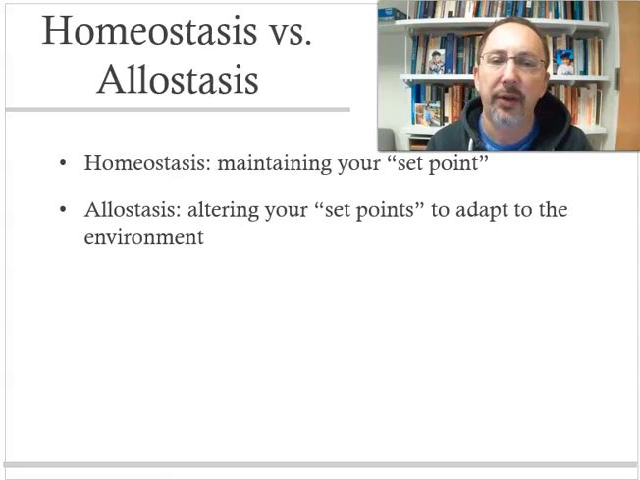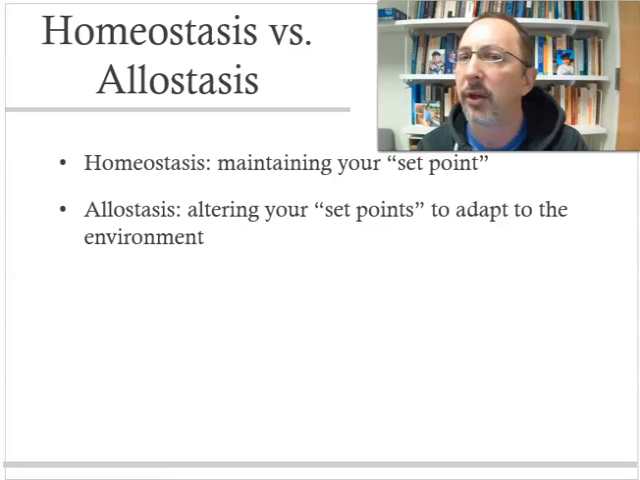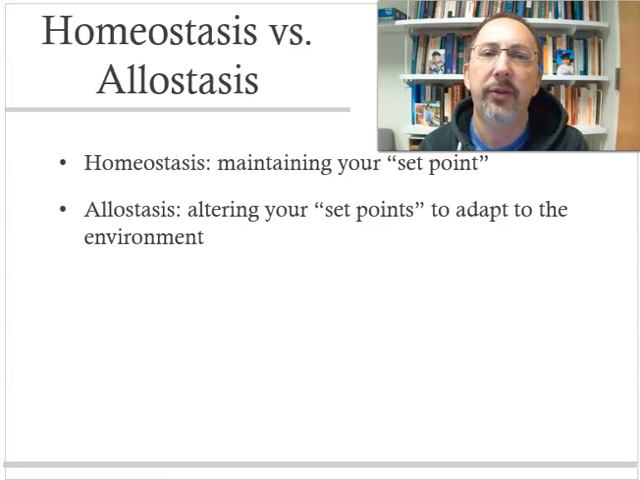Okay, so here are those definitions again. Homeostasis maintains your set points. Your body is constantly working to maintain your basal metabolism, your temperature. Allostasis is altering the set points to adapt to the environment. Think about big changes that you might have to make. For instance, how many red blood cells do you have? Might not be something you think of that often, but what if you were to go spend some time at a high altitude, right?